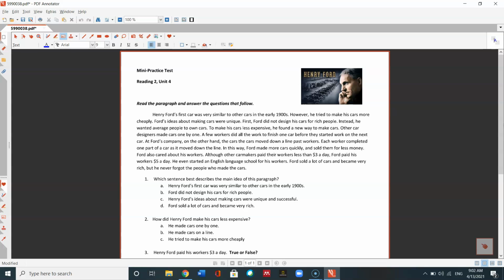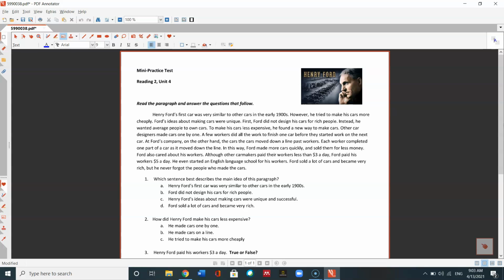Henry Ford's first car was very similar to other cars in the early 1900s. However, he tried to make his cars more cheaply. Ford's ideas about making cars were unique. First, Ford did not design his cars for rich people. Instead, he wanted average people to own cars. To make his cars less expensive, he found a new way to make cars.